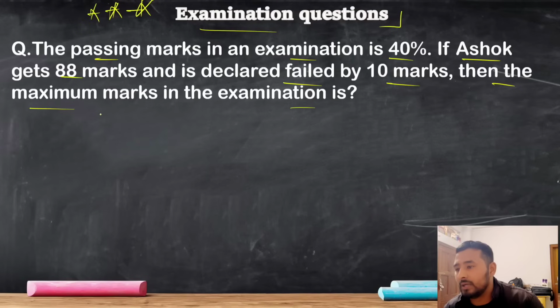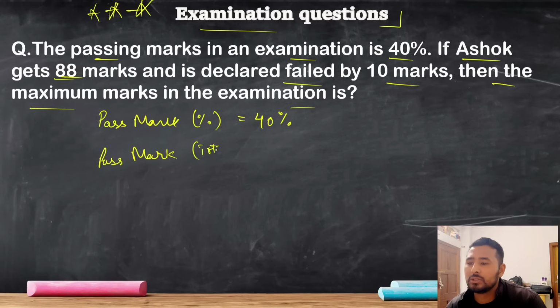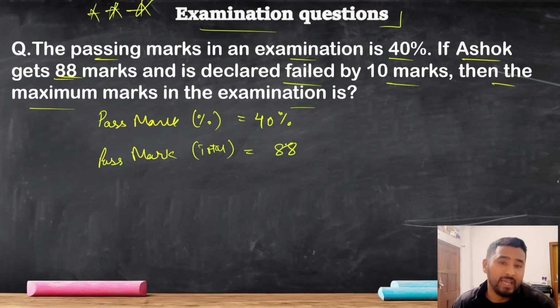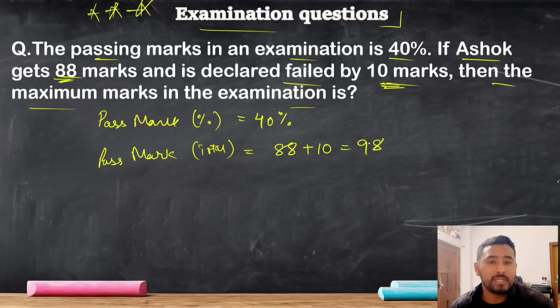The passing mark as per the percentage, okay, passing mark in percent. How much you got? 40%, okay. Now Ashok gets 88 marks and is declared, he got 88. Pass mark in numbers, pass mark in total, okay, in total how much? He got 88 and declared failed by 10 marks. So understand this question. He got 88 and failed by 10 marks. So the total pass mark will be how much? If you add 88 plus 10, this will be the pass mark, right?